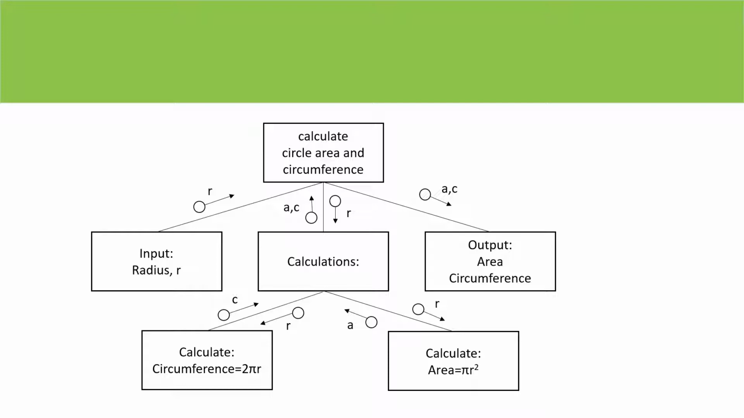And again, the calculations module then returns the area value and the circumference value after it's done the separate calculations for the circumference and the area. And then to output it, we need to have the area and the circumference values to be able to output that.